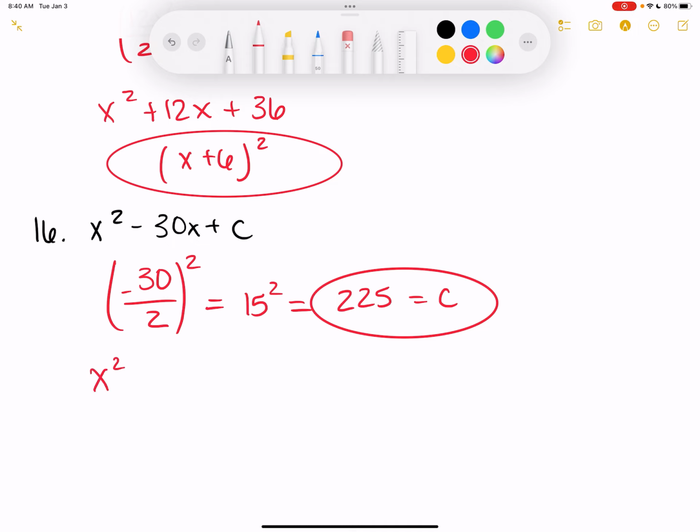Or here, I'll rewrite it like this first so that you can see it. I was going to say, that's not right. I was sitting there thinking, okay, what do I need to do? I need to write a square, but I could not bring myself to write this square. Yes, x minus 15 squared.